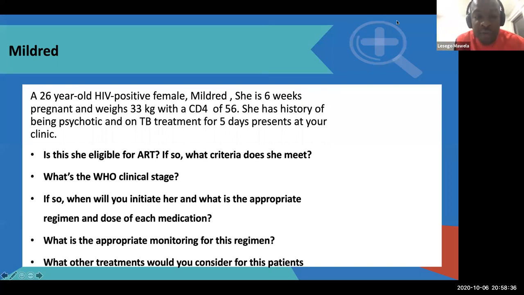Tenofovir, you can only give it when the patient's weight is above 35 kgs, right? So tenofovir is out. I'm reading things that are on the case and interpreting them for you. Tenofovir is out, right? Then the CD4 count is fine. We'll deal with it later. Then she has a history, from the history, she's psychotic. So if she's psychotic, you are not going to give efavirenz to this patient.